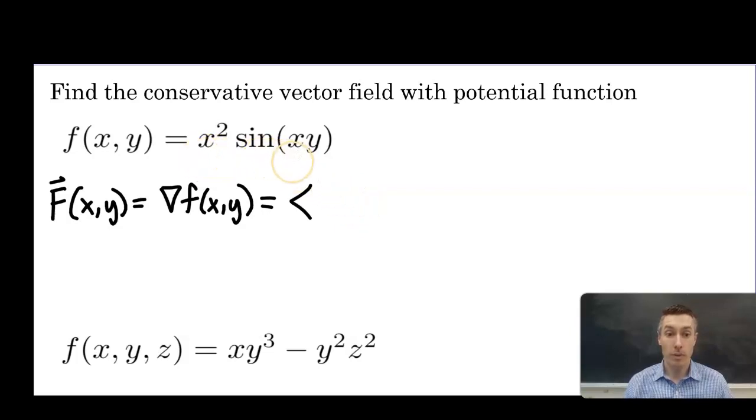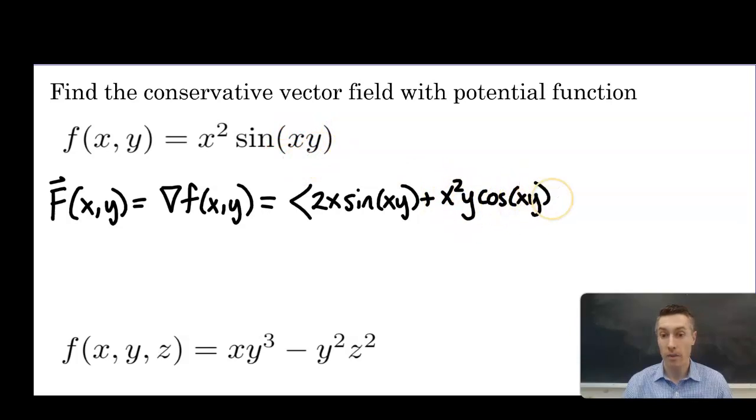So differentiating with respect to x requires the product rule here. So 2x sine of xy plus, using the chain rule, you're going to get y, so x squared y cosine of xy. So that's our i component. And then take the partial of the potential function with respect to y now. And the chain rule will give us x from that inner part, so x cubed cosine of xy.